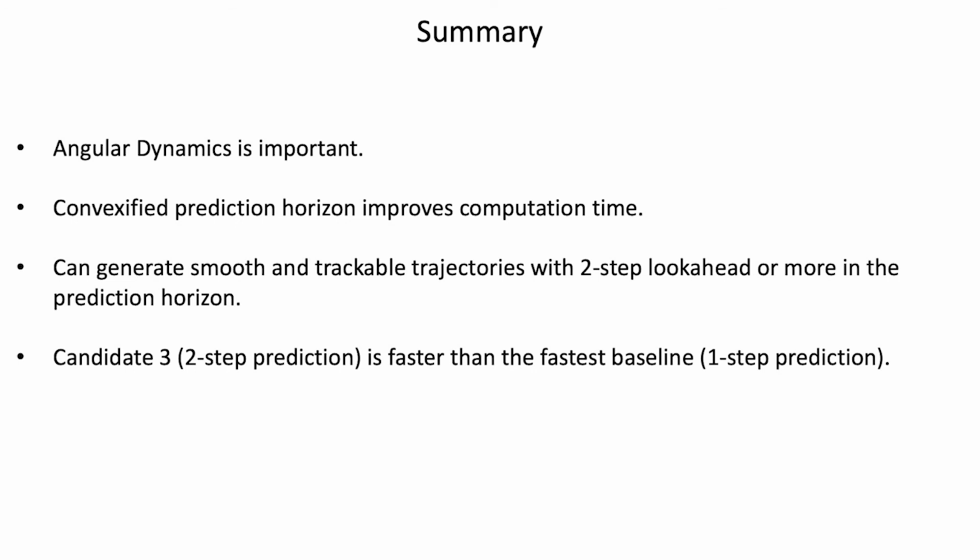Based on the experimental result, we can make the following conclusions. First, the failure of candidate 1 suggests that considering angular dynamics in the prediction horizon is necessary. Second, candidate 2, which convexifies the centroidal model of the robot in the prediction horizon, is faster than the baseline. This indicates that the convexification in the prediction horizon can improve the computation time. Lastly, it is worth noting that, although our approach requires longer look-ahead to generate trackable trajectories, the candidate 3 is still faster than the fastest baseline.